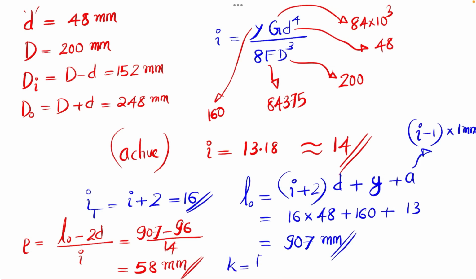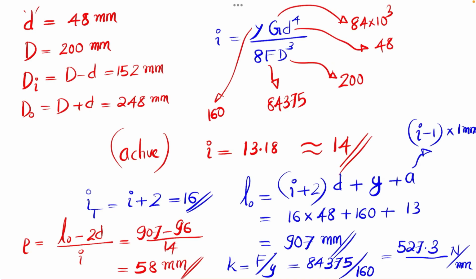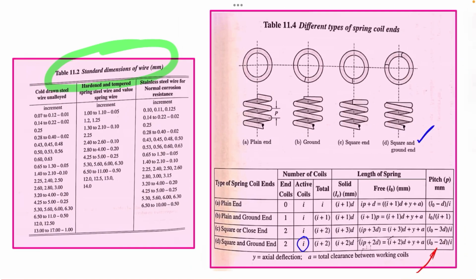So the next and last step is we need to find the stiffness of the spring. Stiffness or spring constant is given simply as the force acting divided by the deflection. So force is 84,375 Newton divided by deflection is 160 mm. So this value we will get in units of Newton per mm, the spring constant or spring stiffness. Here the value will be around 527.3 Newton per mm.